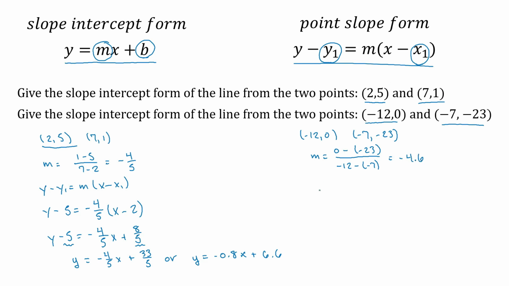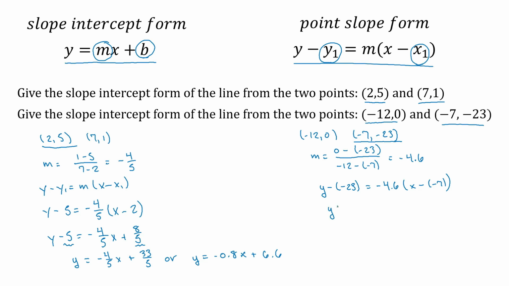Now, using my point slope form, let's use this point this time. That's going to give me y minus negative 23 is equal to my slope, which is negative 4.6, times x minus negative 7. When you have a lot of negatives, as in this problem, it does help to use a lot of parentheses. Just keep yourself organized so that you know whether you're subtracting or adding.